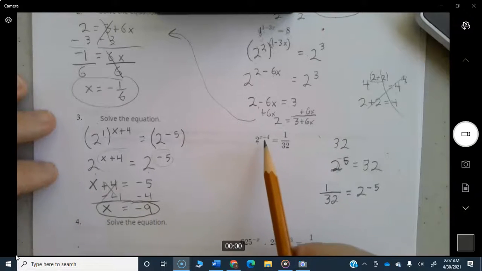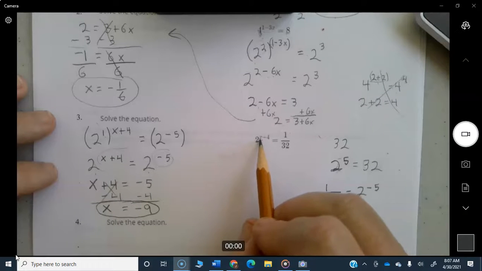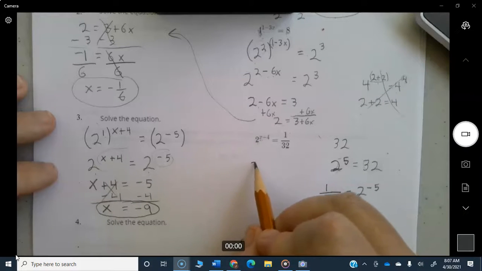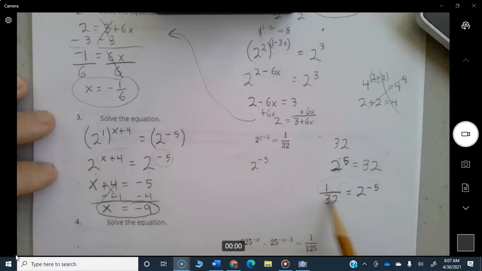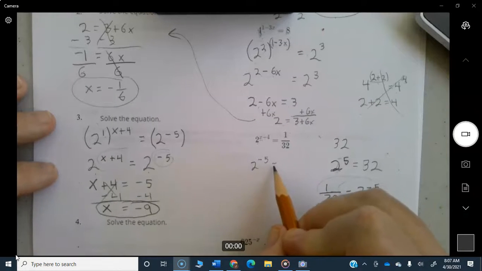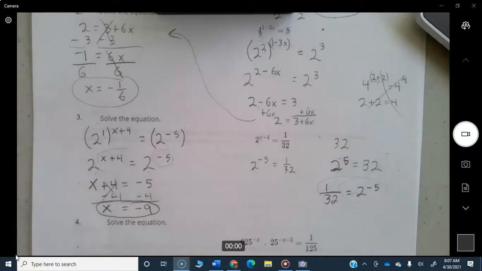Let's check it out. Let's see if it's true. Negative 9 plus 4 is negative 5. So if we plugged in negative 9 there, negative 9 plus 4 would be negative 5. It would be 2 to the negative 5th. And as we saw down here, 2 to the negative 5th does in fact equal 1 over 32. So negative 9 is the correct answer. Okay, all right, let's keep going.